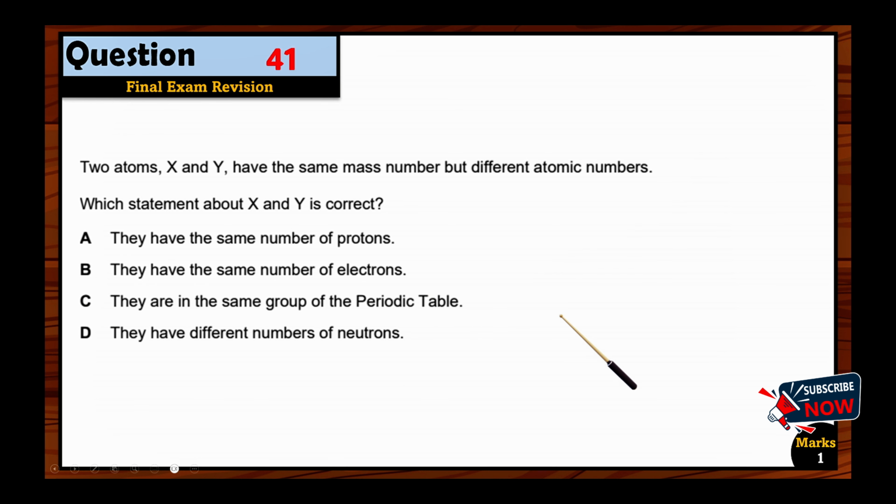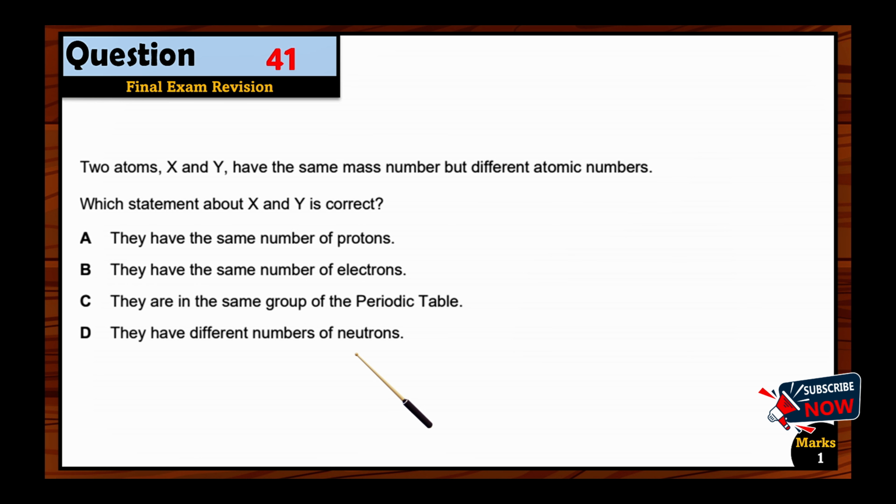They are in the same group of the periodic table. That is still tricky. We are not sure if they have different atomic numbers, then they cannot be in the same group of the periodic table. It's possible. Okay, so they have different numbers of neutrons. Yes, neutrons. Yes, that is possible.